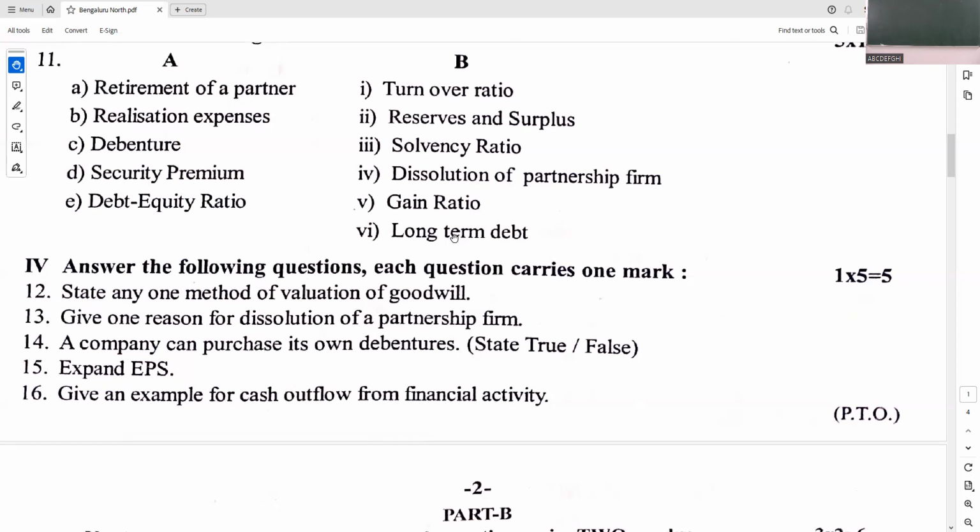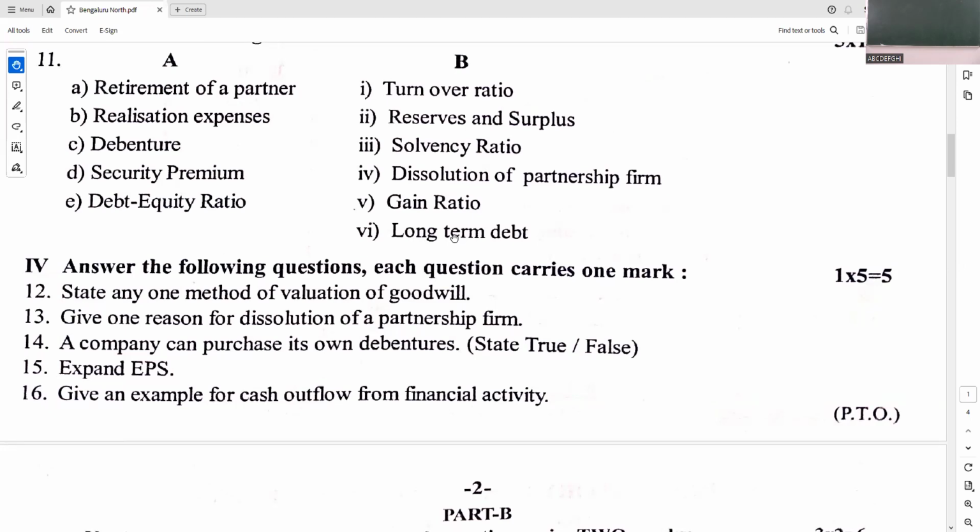A company can purchase its own debentures. Normally, buyback of debentures is not done. See, when they redeem, it itself means that, see, purchase and sale is allowed in shares, but not in debentures. Buying back debentures is nothing but redeeming them at an early stage only. Then expand EPS: earnings per share.